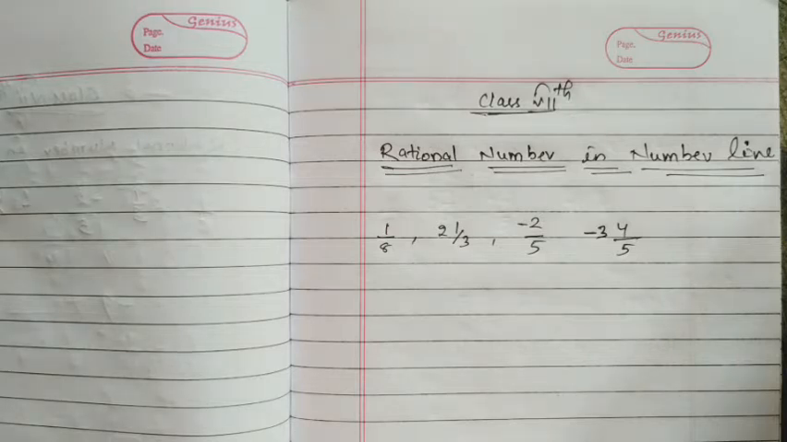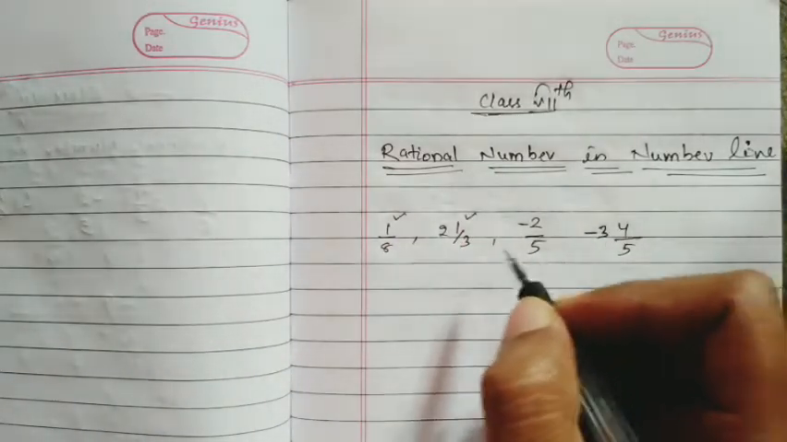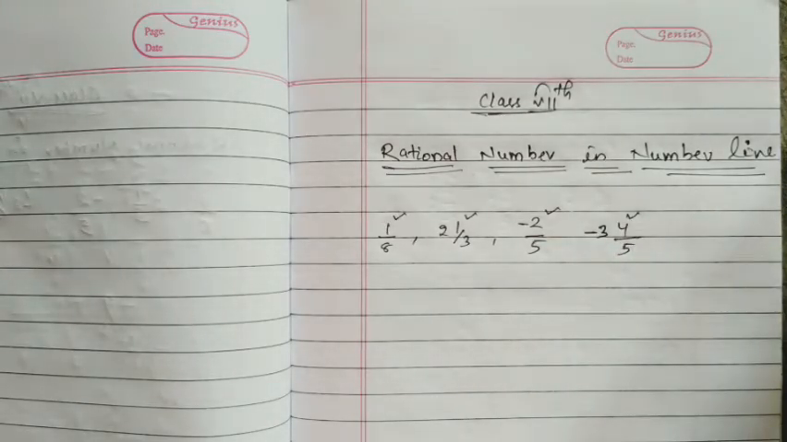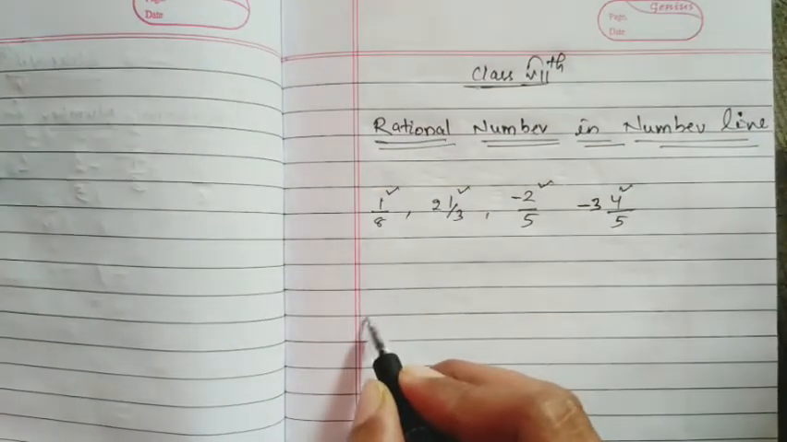So I have written here 1/8, 2 1/3, minus 2/5 and minus 3 4/5. So how to represent these rational numbers? They are all rational numbers, and how to represent them in a number line? So first I will draw a number line.